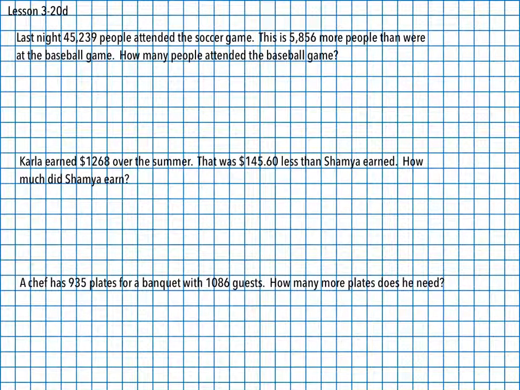Problem 2 is Carl earned $1,268 over the summer. That was $145.60 less than Shemaiah earned. How much did Shemaiah earn? And problem 3, a chef has 935 plates for a banquet with 1,086 guests. How many more plates does he need?